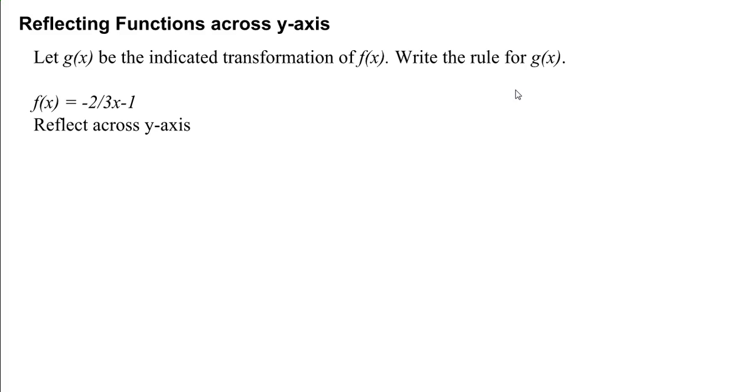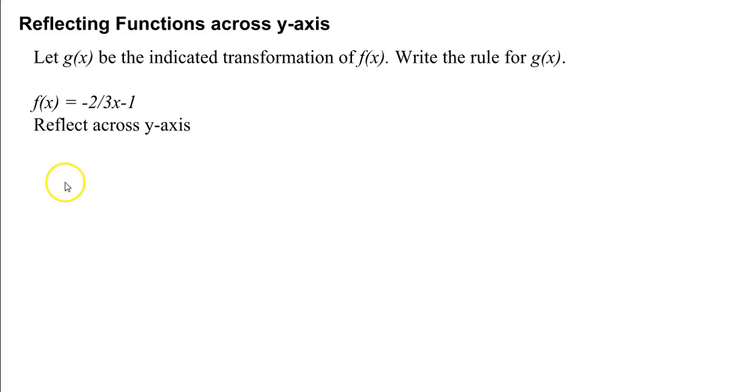So our original function, f of x, is equal to negative 2/3 x minus 1. And we're going to reflect this across the y-axis. So when we're reflecting across the y-axis, it's our x-coordinate that is changing. And just like in other reflections, it's always nice to remember that it's the opposite one that is changing. If it's the y-axis, we're changing the x-coordinate. If it's the x-axis, the y-coordinate is changing.